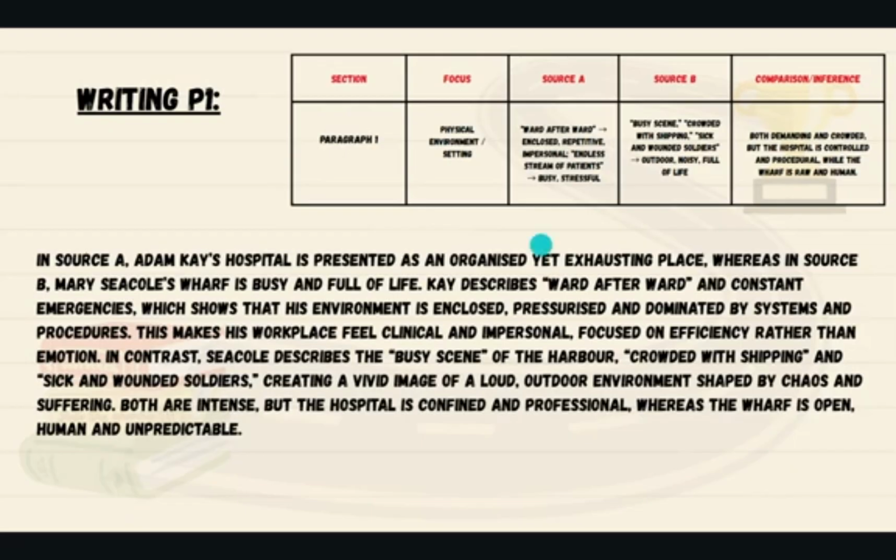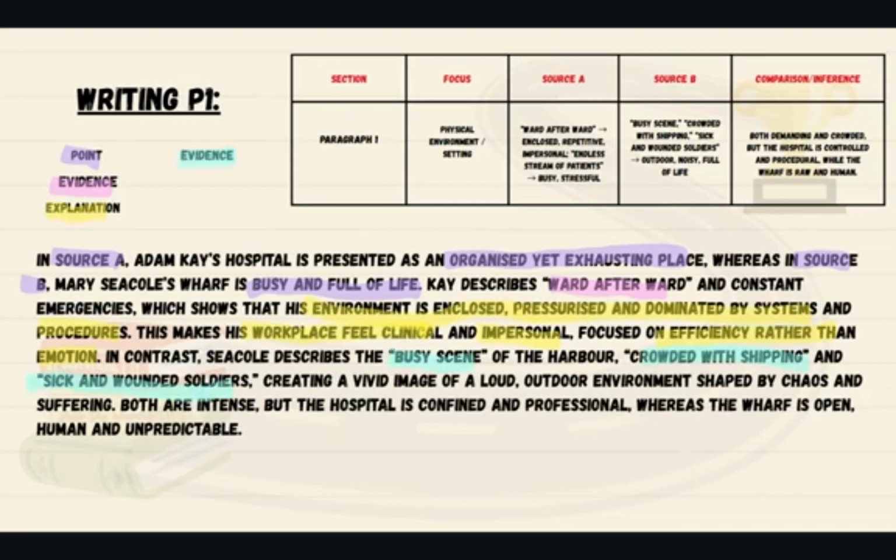Have a go at pausing the video now and analysing this paragraph for points, explanation and evidence. So, in purple here, I've put the point of this paragraph. In yellow, I've put the evidence, which are the quotes from source A. And in yellow, I put my explanation of source A and the physical environment. In blue, I've put the evidence from source B. In orange, I've put the explanation of source B and how that is crowded and noisy. And in green, I've put the link back to the focus of the question.